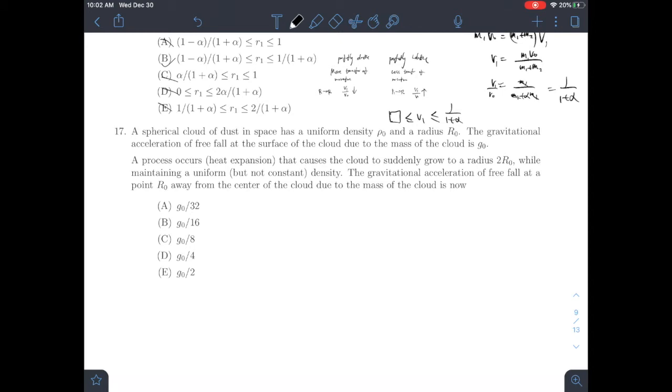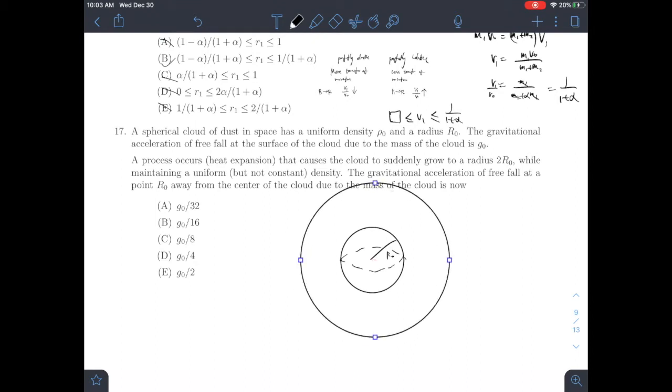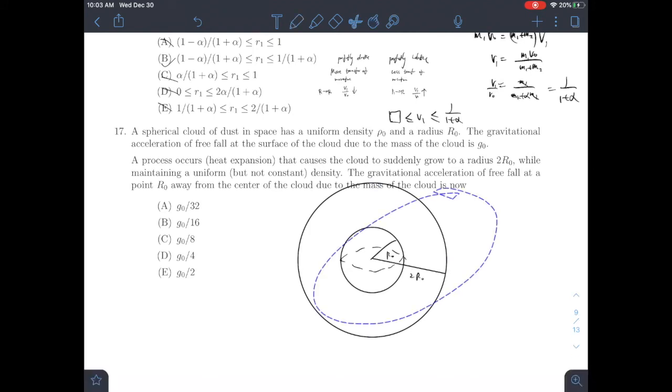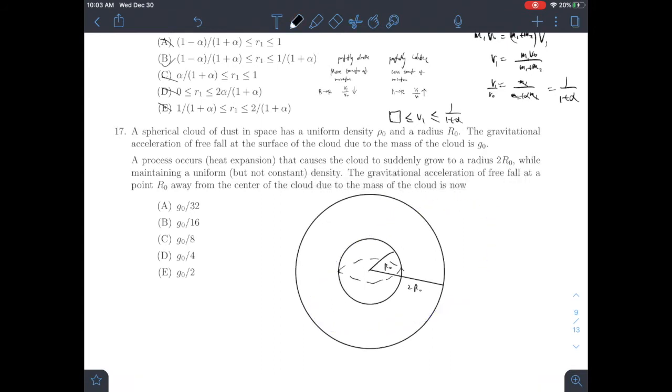17. A spherical cloud of dust in space has a uniform density, rho naught, and radius r naught. The gravitational acceleration of free fall at the surface of the cloud due to the mass of the cloud is g naught. A process occurred, heat expansion, that causes the cloud to suddenly grow to a radius of 2r naught, while maintaining the uniform but not constant density. The gravitational acceleration of free fall at a point r naught away from the center of the cloud due to the mass of the cloud is now what?